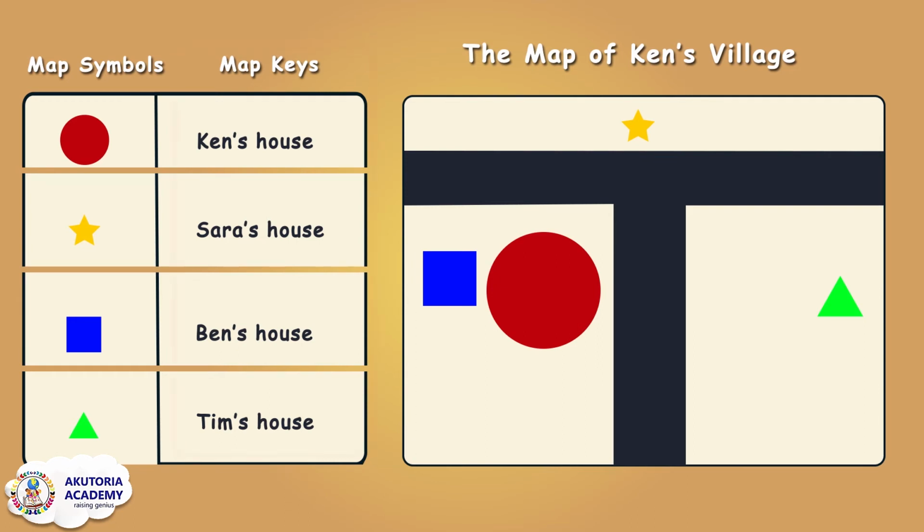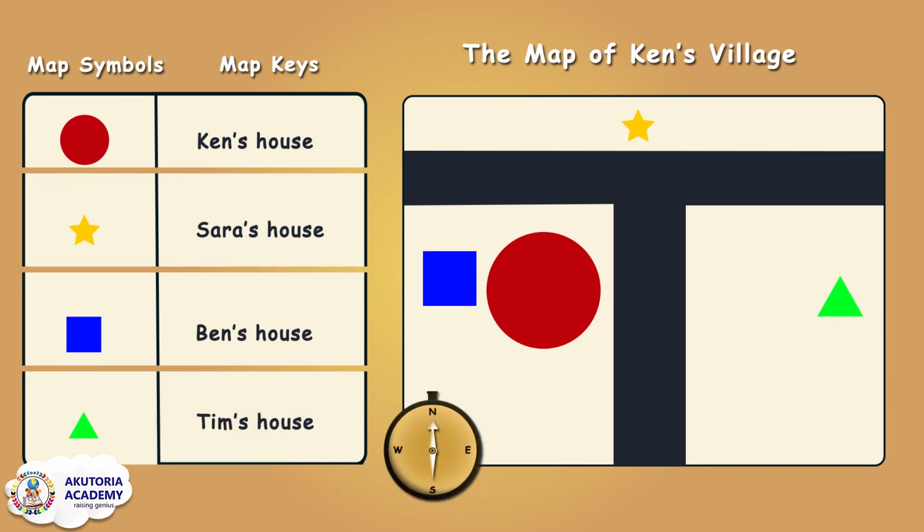The square also tells us where Ben's house can be found. So wherever we see a square, it's saying this is Ben's house. The triangle is telling us where Tim's house is. Tim is also Kent's friend. And wherever we see the triangle, we know that that's where Tim's house is.